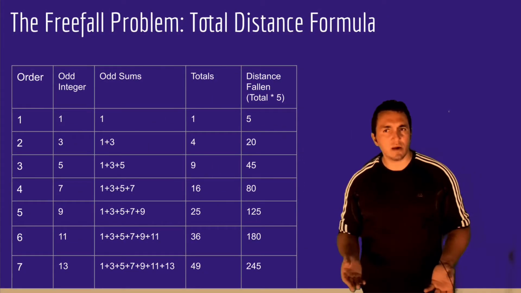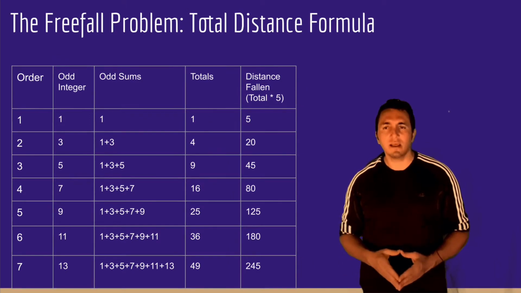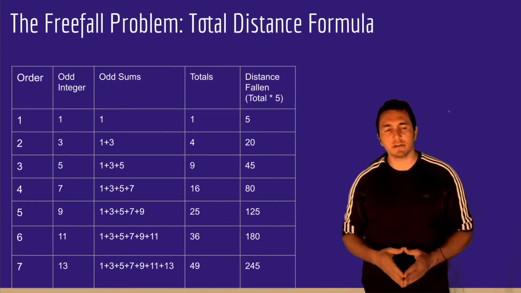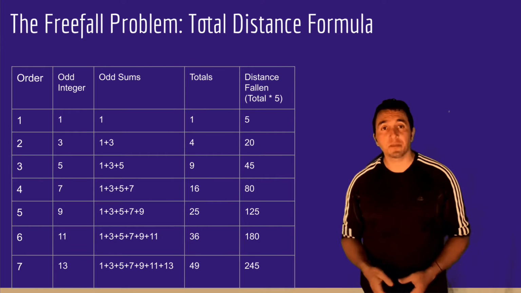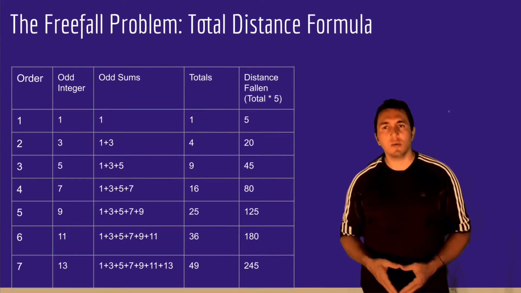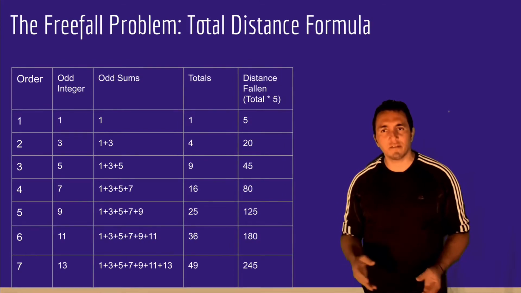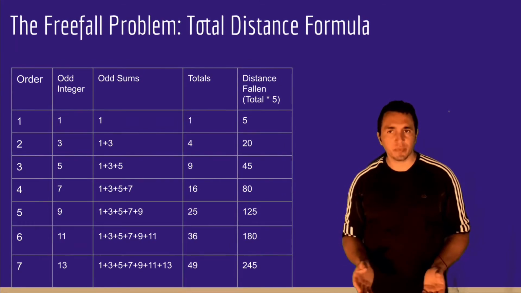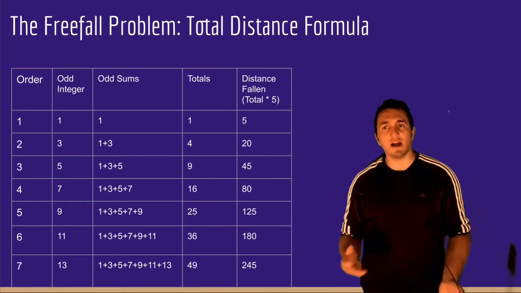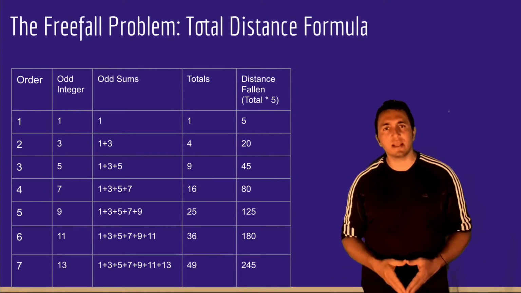What we're going to say now is, okay, our pattern is going to be that, for example, if the ball falls for 6 seconds, then how far did it fall? Well, ignoring the 5 at first, we're going to say it's the sum of the first 6 odd numbers times 5. And that's pretty easy to write up in Python.